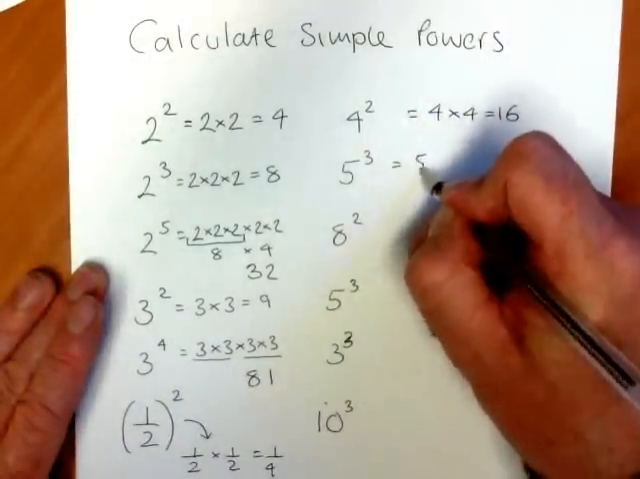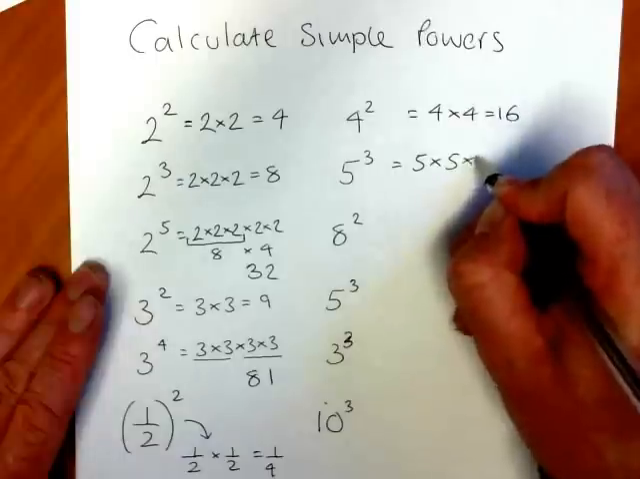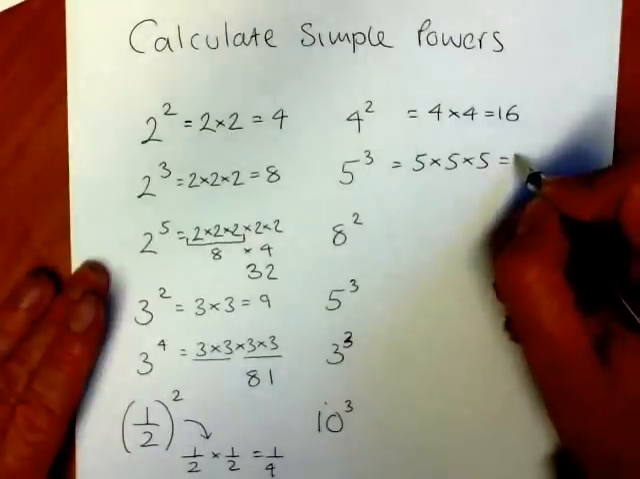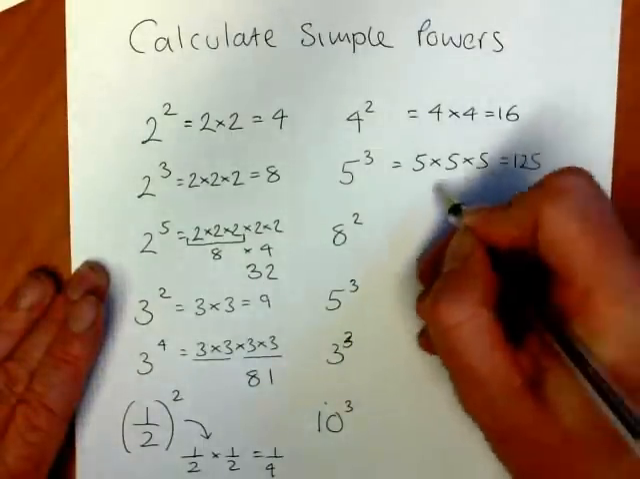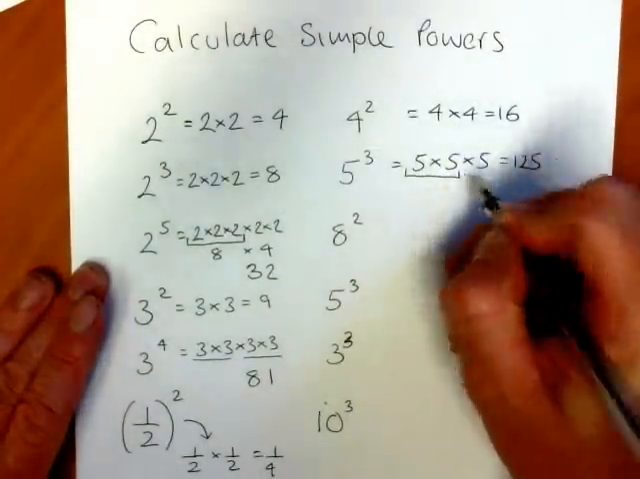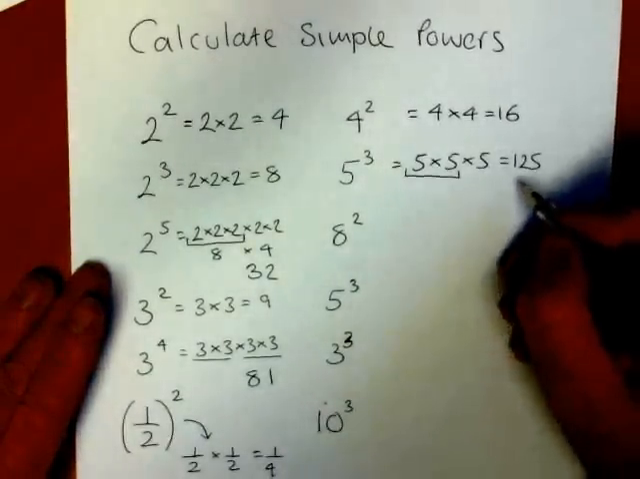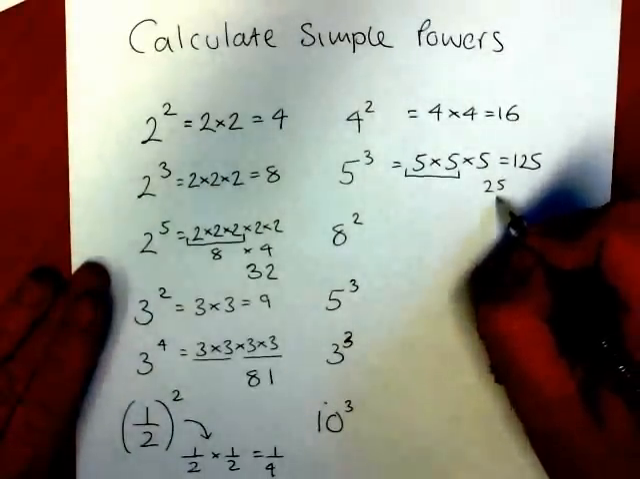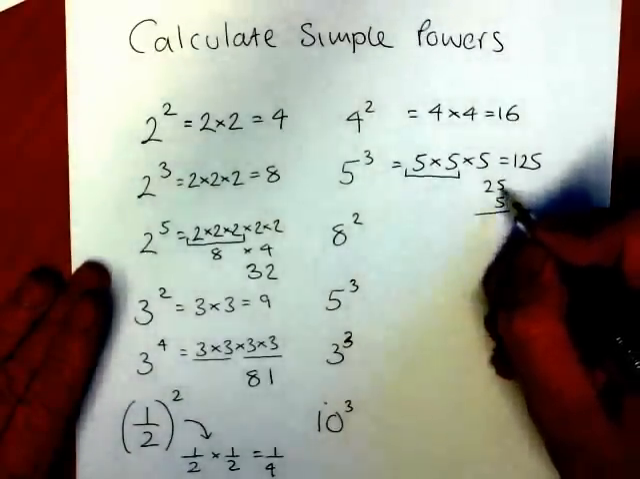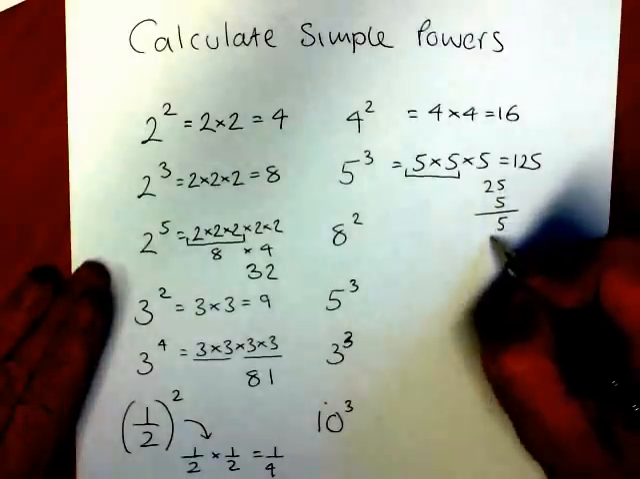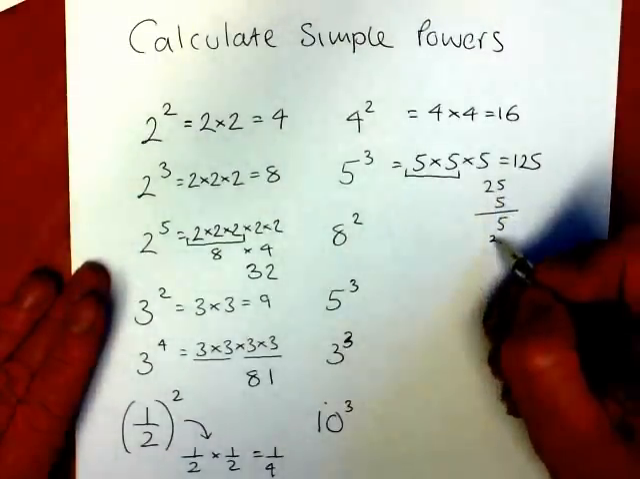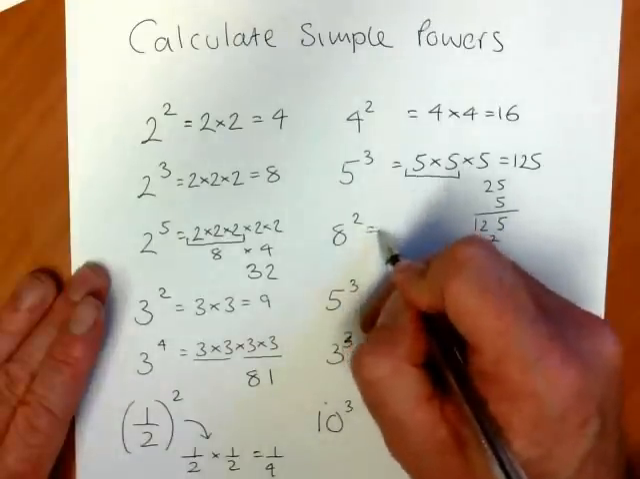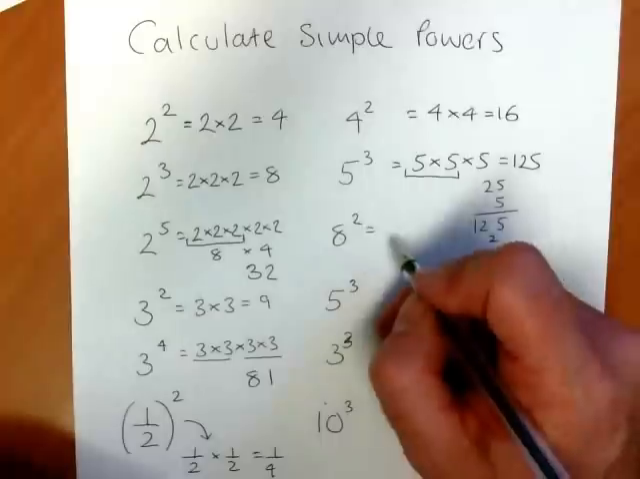5 cubed is 5 times 5 times 5. And 5 times 5 times 5 is 125. How did I do that? Well, I know that 5 fives are 25. If you were stuck with this, and you had a calculator, maybe you could do it. If you didn't have a calculator, do 25 times 5: 5 fives are 25, and 2 fives are 10, and 10 and 2 is 12.